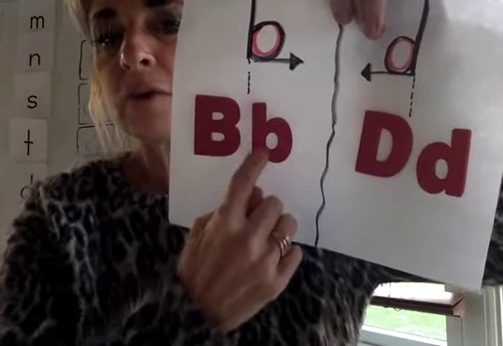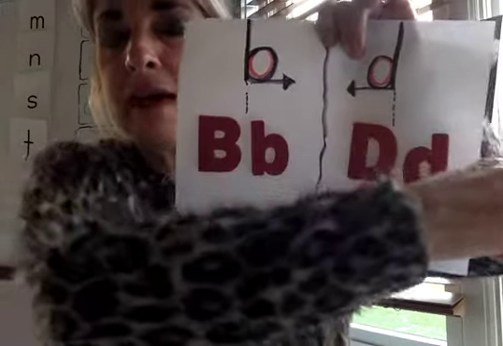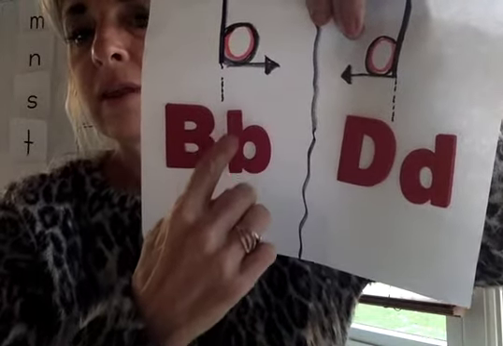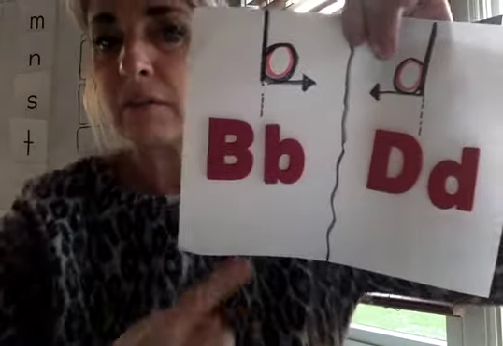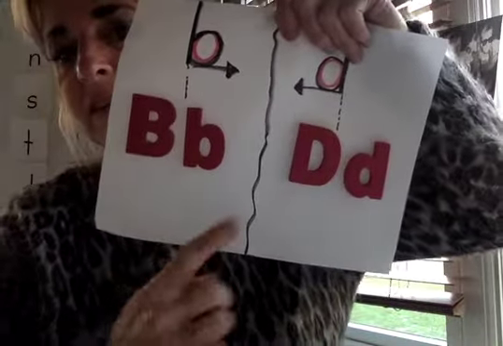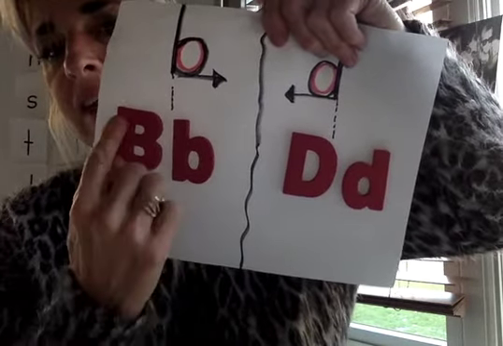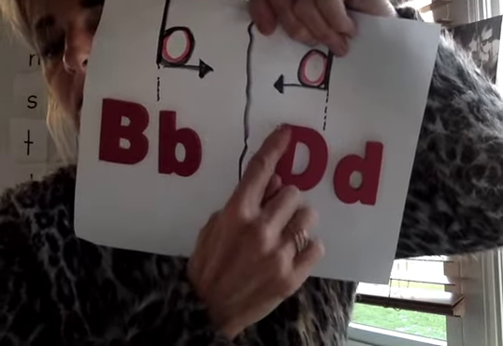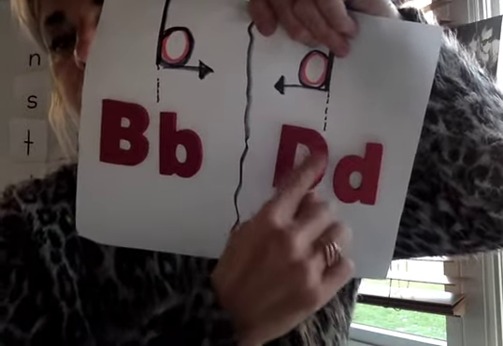Lowercase b is one line down, curve around the way you read. That way. Make sure your belly goes that way. One line down, curve around the way we read. B, ba, ba. Let's look at the D. D. The D is kind of like the B, but it doesn't have two curves around, does it? The B does, but the D only has one curve. One line down, curve around. You do it. One line down, curve around.